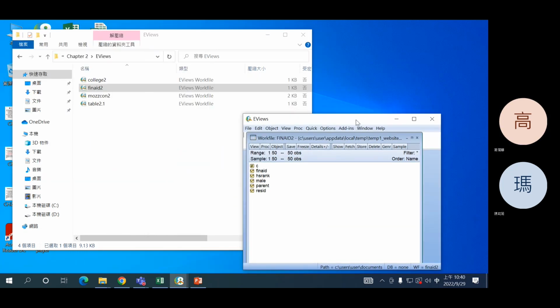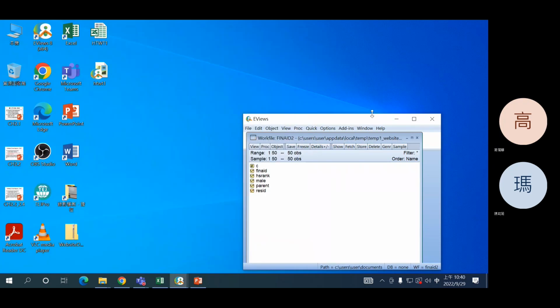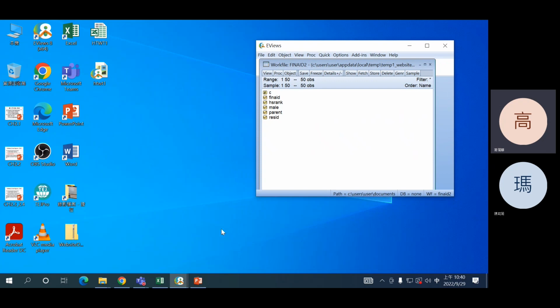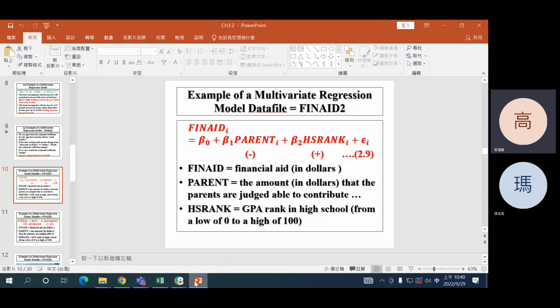All right. So I have this one. And this is my, okay, let me turn on my, so this is the example, which is in our textbook, on page 61.